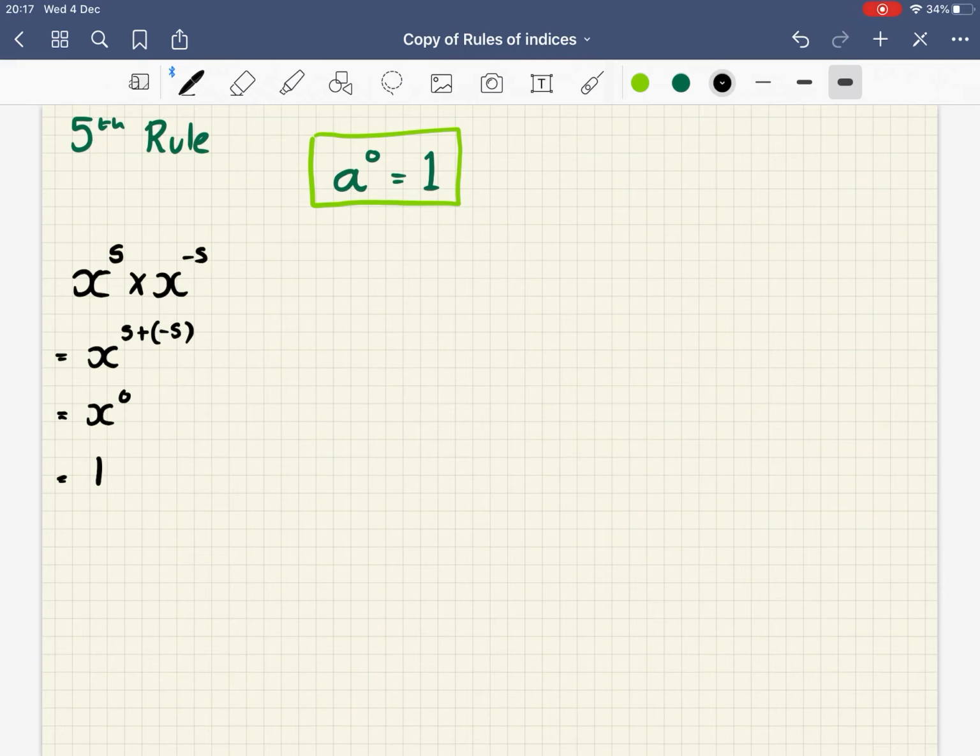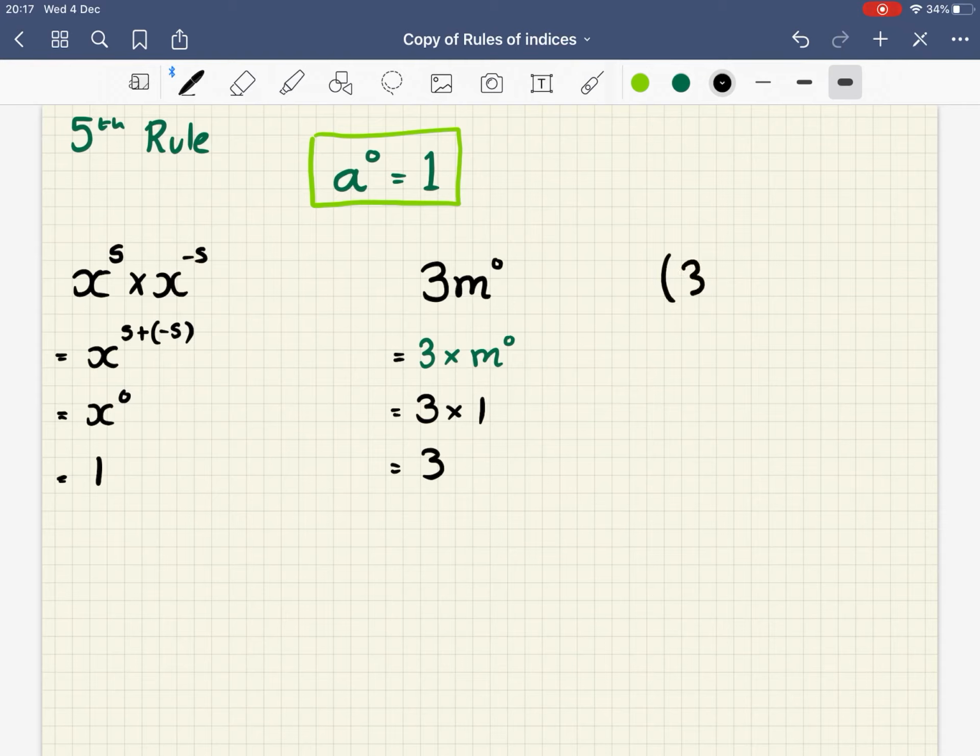One thing to be aware of is if I have something like 3m to the power 0, just remember that when they are right next to each other, that means they are being multiplied together, like so. So it's only this bit here that is affected by that power of 0, not the 3, just the letter. So that means this is then going to be 3 times 1, which is just 3.